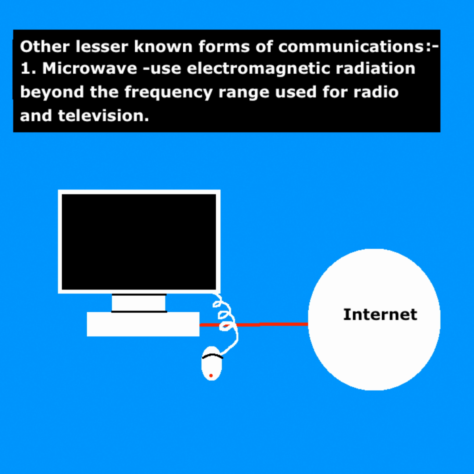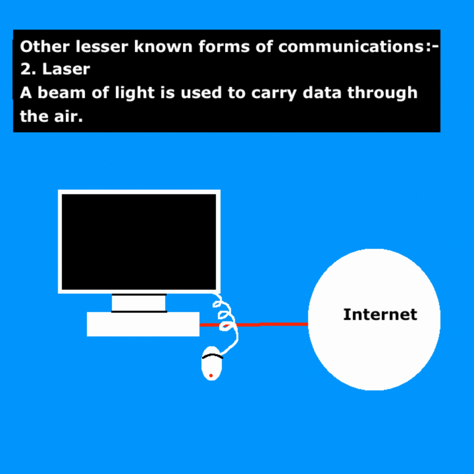Other lesser-known forms of communications. Microwave. Use electromagnetic radiation beyond the frequency range used for radio and television. Laser. A beam of light is used to carry data through the air.